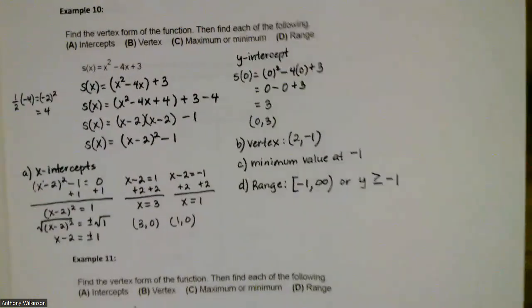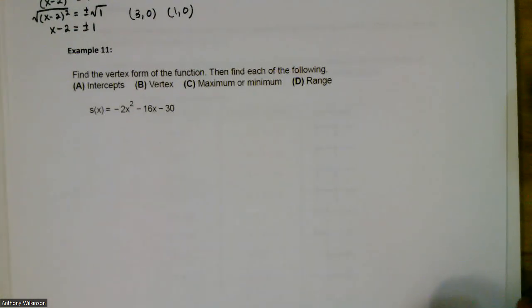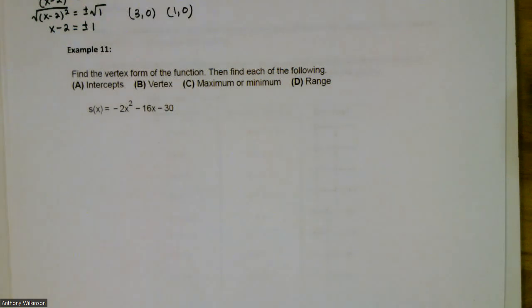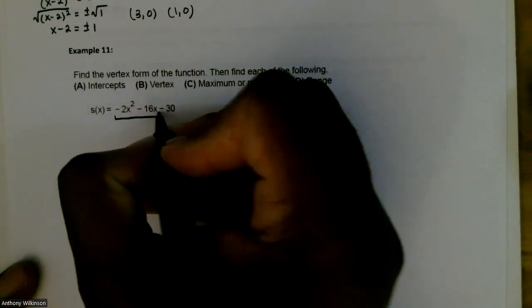Okay. All right, now here's another example of this one. Let's say we want the vertex form of this function, s of x is equal to -2x squared minus 16x minus 30. We're going to find the intercepts, the vertex, and maximum or minimum, and the range. And in this case here, I'm just going to focus on these first two terms here.